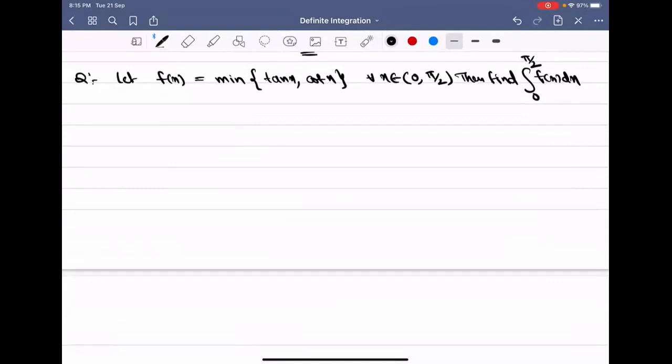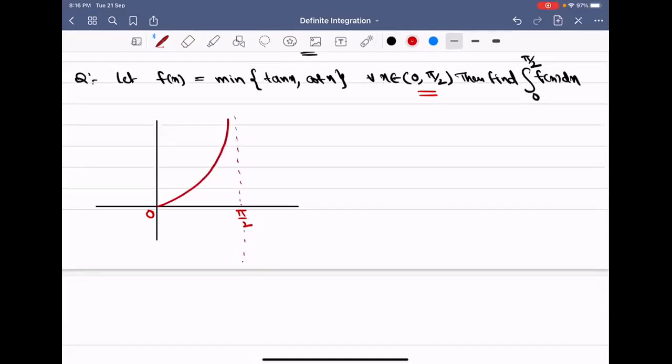We will see. If you draw the graph, in which interval should we draw it? In between 0 to pi by 2. So this is 0, this is pi by 2. In this interval only we should analyze. The tan x graph will be like this. x equal to pi by 2 is an asymptote because as x approaches pi by 2, tan goes to infinity. Next, the cot x graph will be like this. Cot 90 is 0. This is the cot x graph.